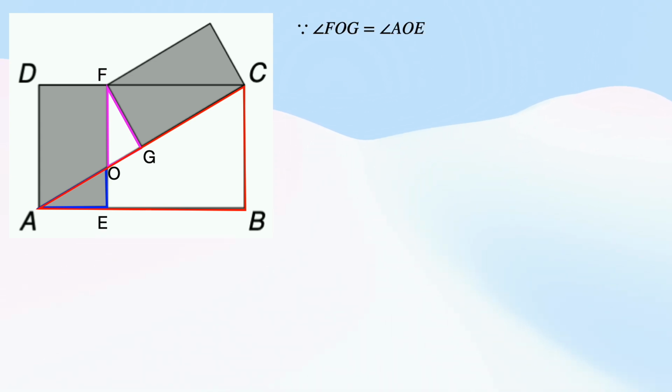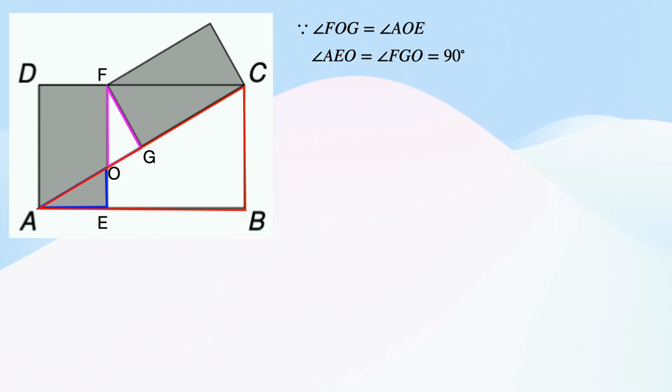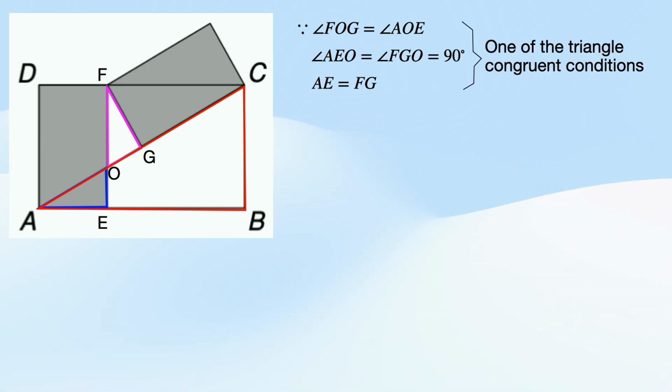First, we know that vertically opposite angles are equal, and both triangles have a right angle. Also, since the two gray rectangles are congruent, AE is equal to FG. These three factors together are enough to prove that the two triangles are congruent.